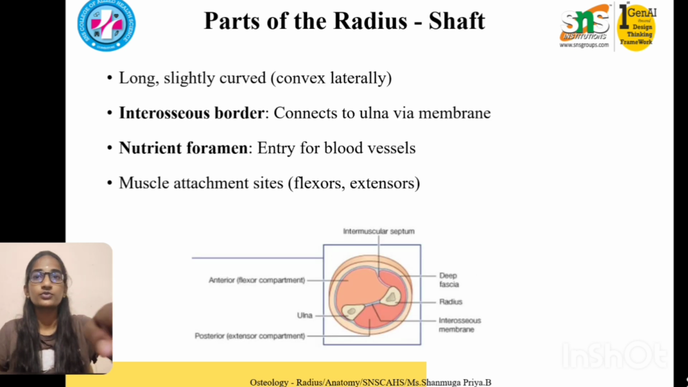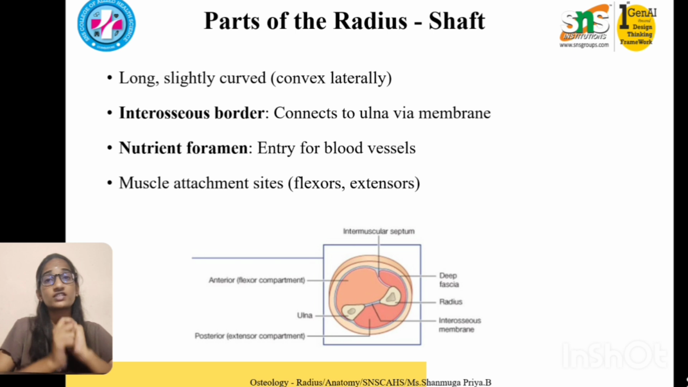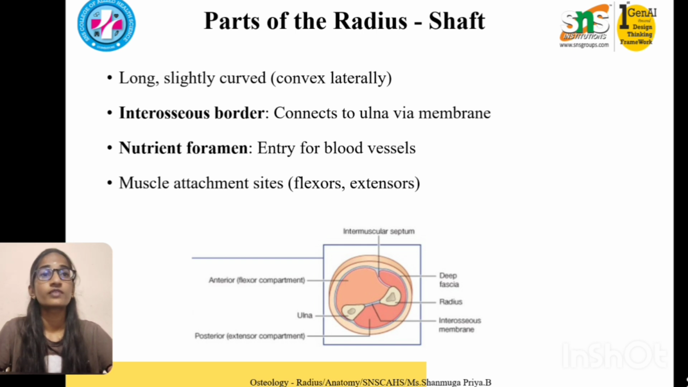Now we are moving to the shaft. The shaft is the longest middle part and it is slightly curved, convex laterally like a gentle bow. It has an interosseous border, a sharp edge that connects to the ulna via a tough membrane called the interosseous membrane. This membrane also helps to stabilize the forearm and transmit forces. You will also find a nutrient foramen, which is a small hole for blood vessels to enter the bone. The shaft has sites for muscle attachments, including flexors on the front and extensors at the back.